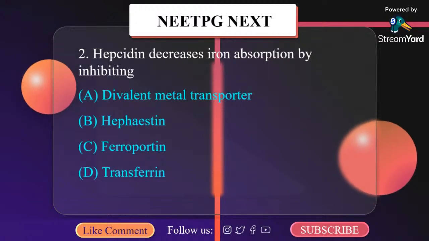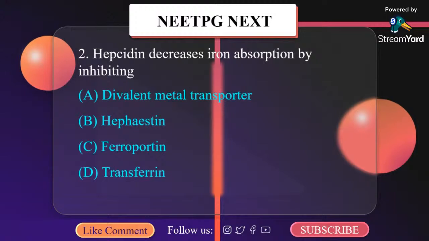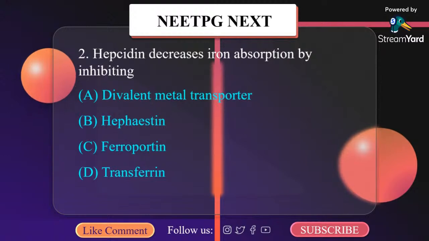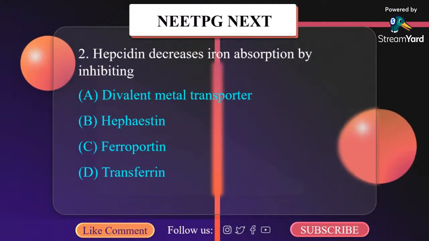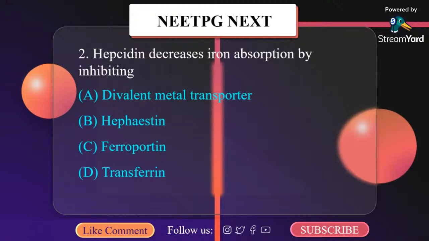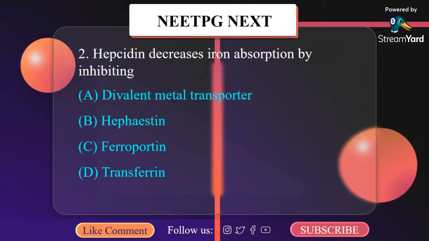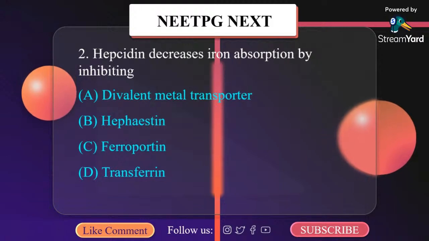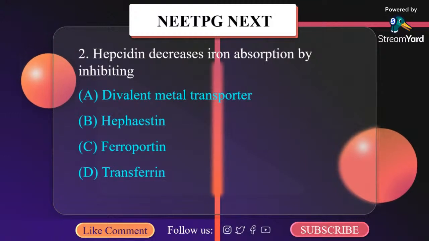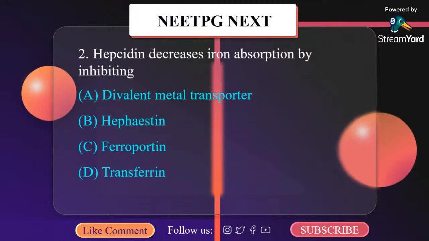This hepcidin regulates iron metabolism. It mainly regulates iron entry in the circulation. By inhibiting ferroportin, hepcidin reduces dietary iron absorption. The iron release from macrophages is also reduced by ferroportin inhibition. So increased hepcidin activity is responsible for reduced iron availability. Increased hepcidin will lead to anemia. Decreased hepcidin leads to iron overload.